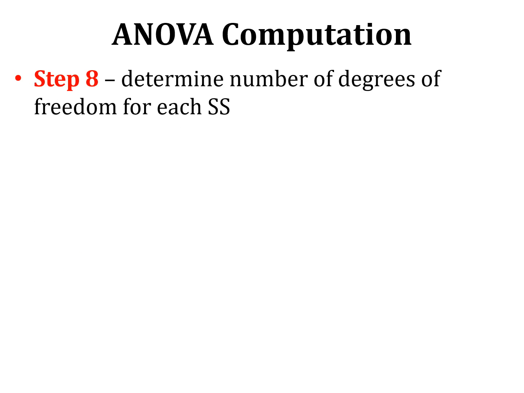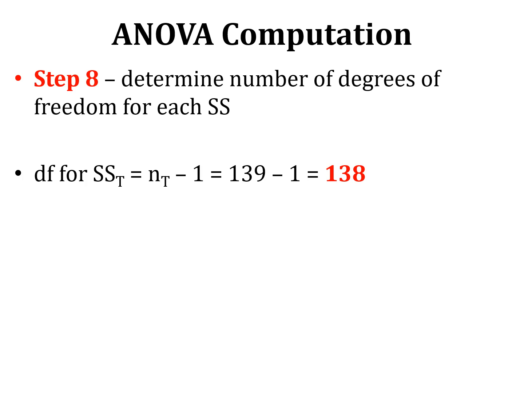Now the next step is to determine the number of degrees of freedom for each sum of squares. So degree of freedom for the total sum of squares is the total number of observations minus 1. So what is our total number of observations? This is 50 plus 45 plus 44, which is 139. So 139 minus 1 is 138. So this is the degree of freedom for the total sum of squares. And then degree of freedom for the between sum of squares is A minus 1. Remember, A is the number of samples or the number of treatments, which in this case is 3. So 3 minus 1 is 2. So 2 is the degree of freedom for between sum of squares.